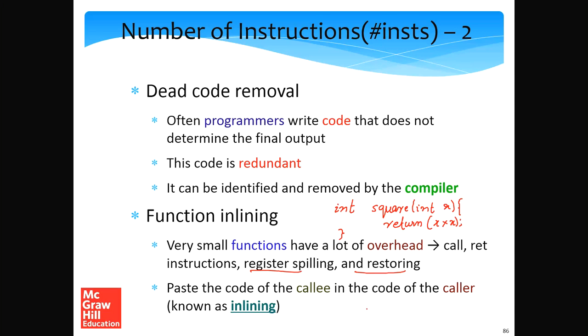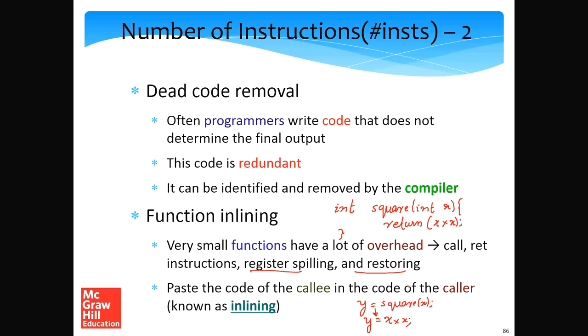Instead of that, it's a much better idea. We can write a piece of code which says y is equal to square of x. It is a much better idea to replace this with a code snippet which says y equals x times x. So we will be saving a call instruction, a ret instruction, and many of these register spill and restore instructions. We'll be able to save a fair amount of code if we remove this function and replace it with the logic of the function.